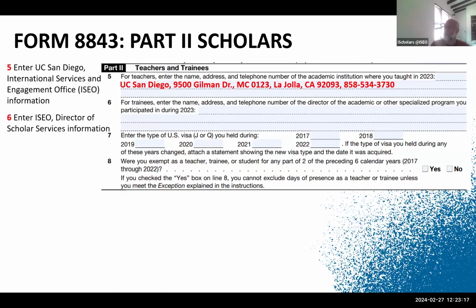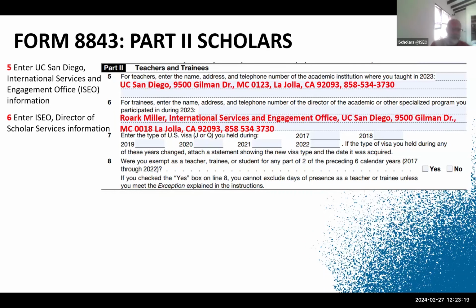And then for item 6, actually put my name and my contact information. And the reason for this is because if IRS has a question, they will reach out to this particular contact. And I know about the form 8843, and your PIs, your departmental contacts will not know anything about the form 8843. So it's best for IRS to contact me. Have I ever been contacted in the last 12 years? No. So go ahead, fill in my information.